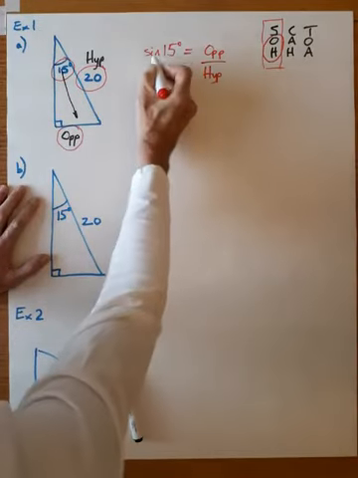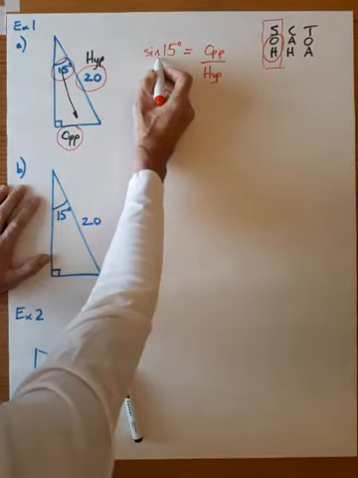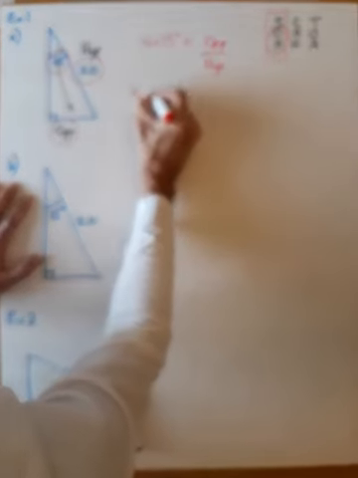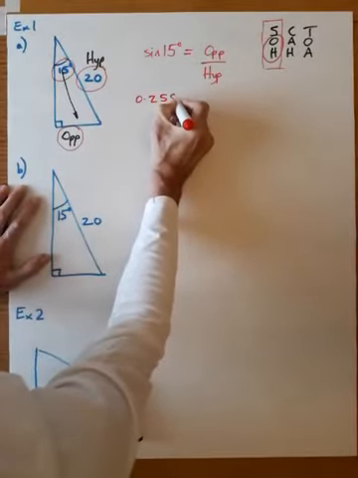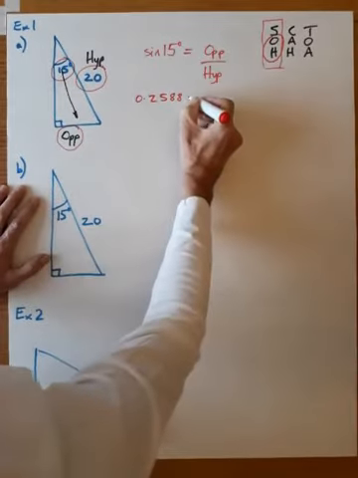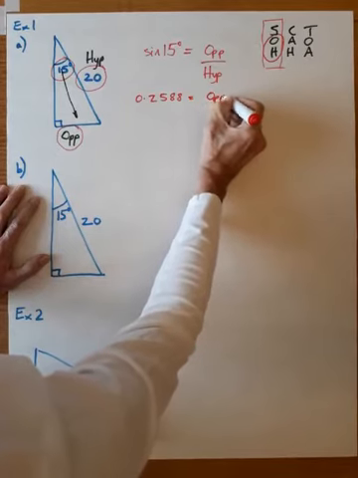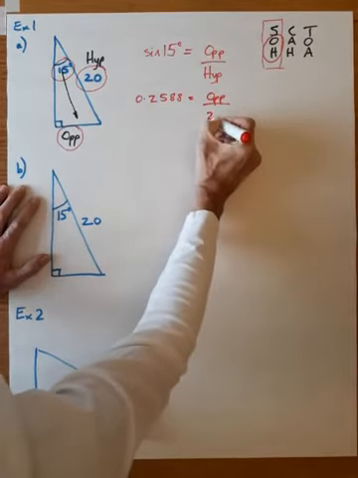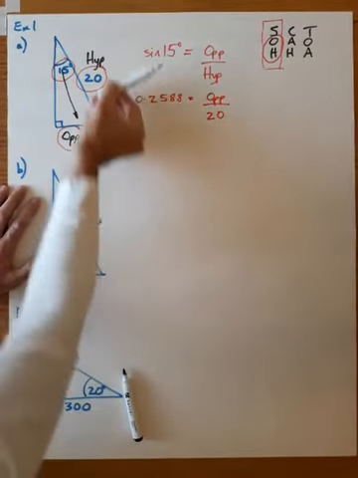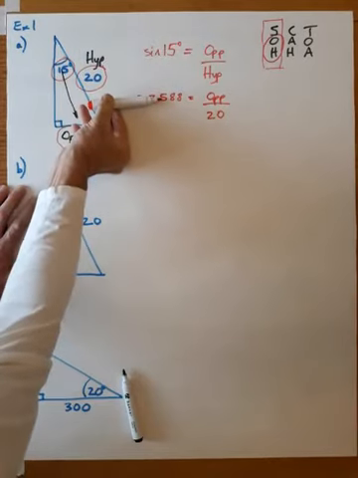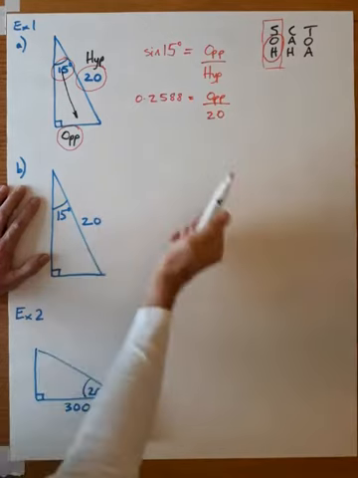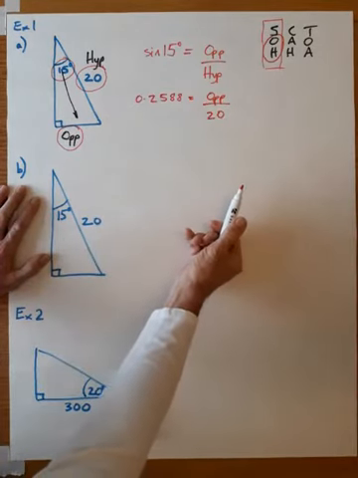If we use our calculator to take the sine of 15 degrees, take it to 4 decimal places, that comes to 0.2588. 4 decimal places gives you reasonable accuracy. And that equals opposite over hypotenuse, and the hypotenuse is 20. So this may have looked complicated, but all I've done is I've taken the sine of 15, I have a number, opposite is what we're looking for, and hypotenuse, we have another number. So we've just substituted the numbers we know.